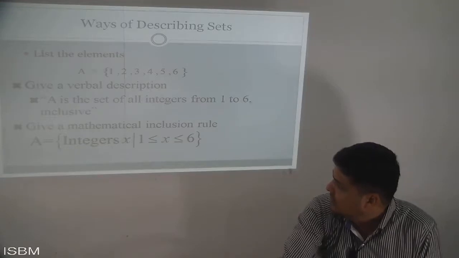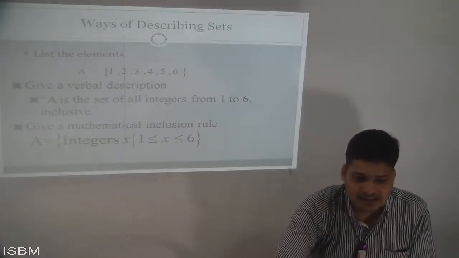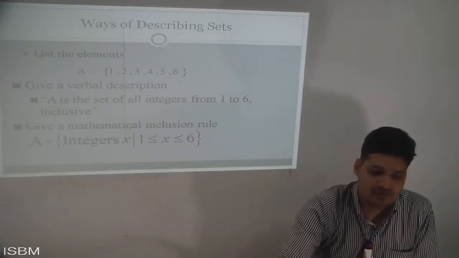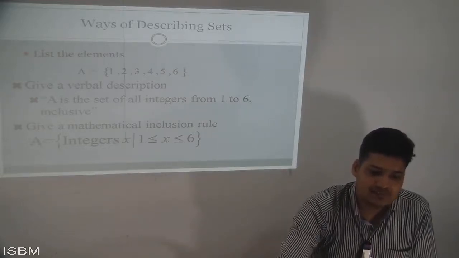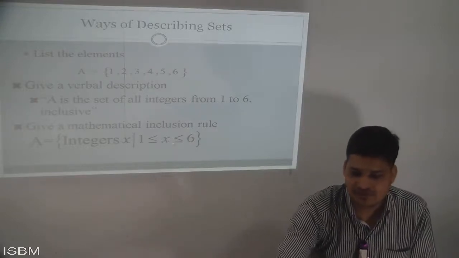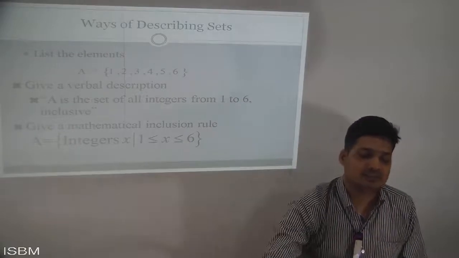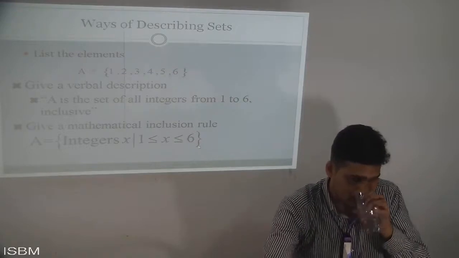In mathematical terms, the same thing we have seen over here. If you want to describe A is equal to 1 2 3 4 5 6 in mathematical terms, we have to show it like this: A is equal to integer x, where x belongs to 1 2 3 4 5 6. And the same thing we can show like this, x belongs to 1 to 6.